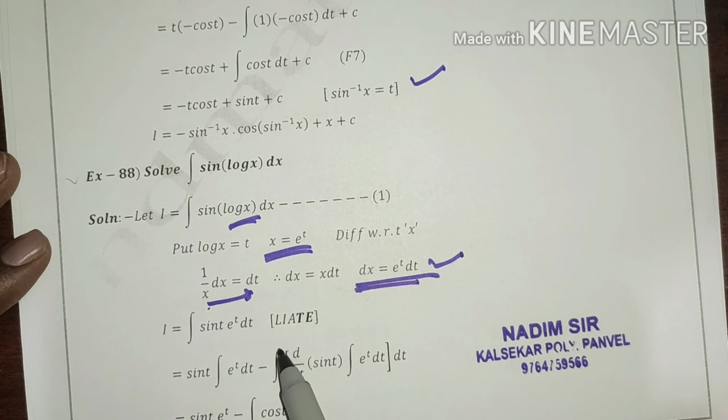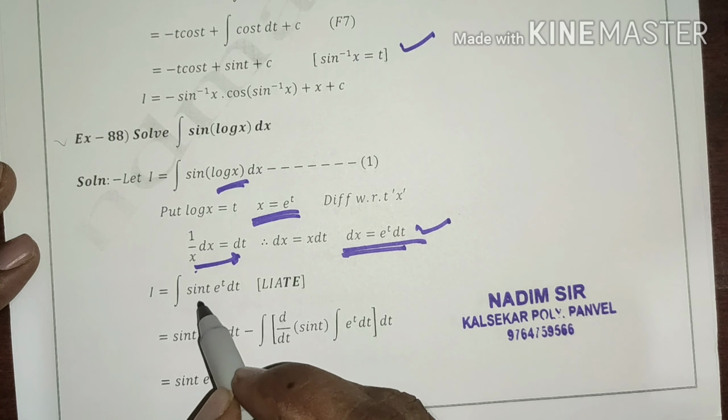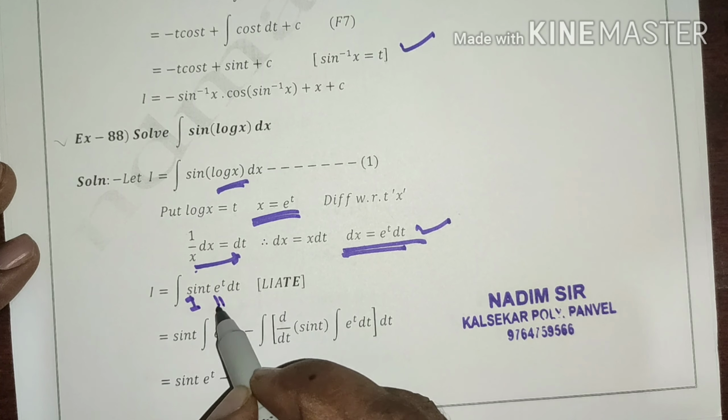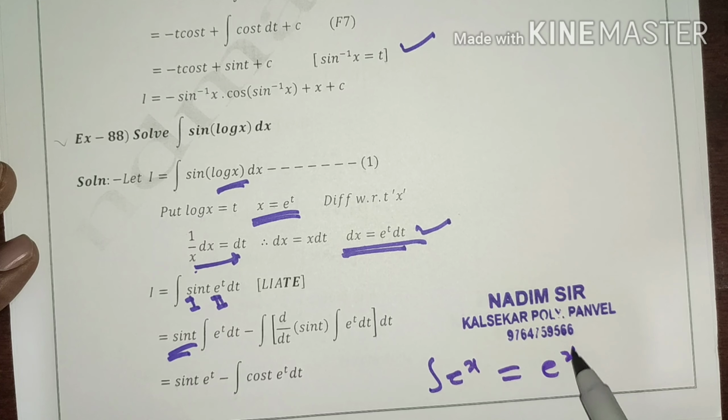After that we apply the ILATE rule. First we need the trigonometric function, so the trigonometric function comes first. After that we need the exponential function, so the exponential function is in second place. So sin t is the first function and e raised to t is the second function. We have first function times integration of second function, minus the integration of the derivative of the first function times the integration of the second function. We know that integration of e raised to x is e raised to x, so integration of e raised to t is e raised to t. The derivative of sin t is cos t. Again we apply the ILATE rule.